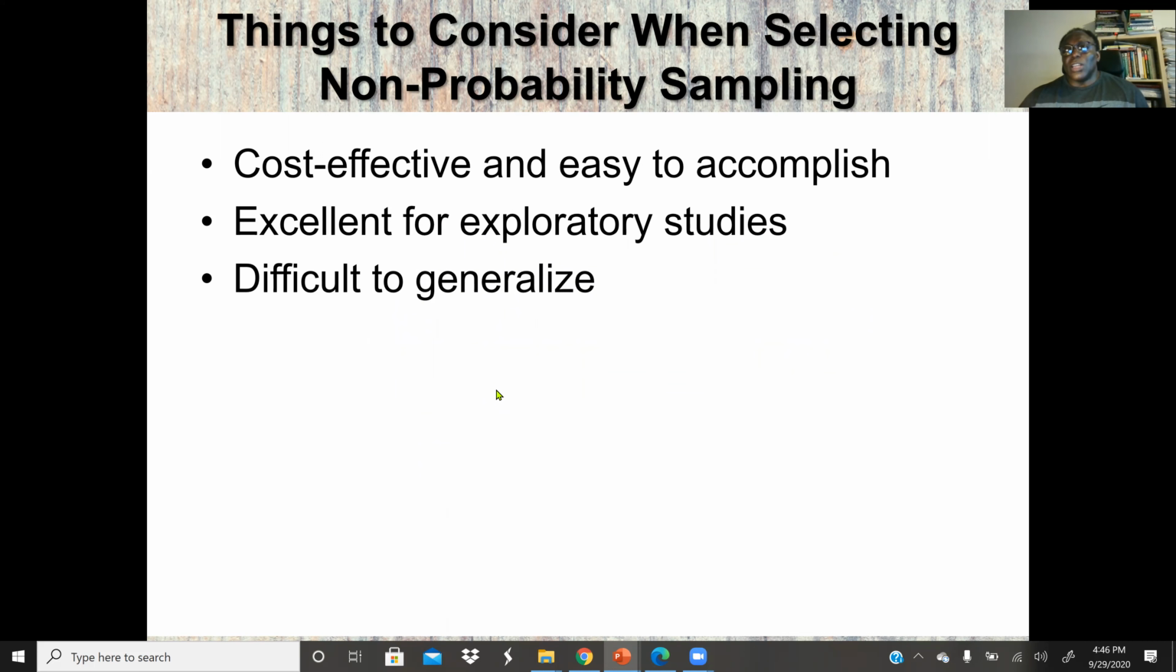Now, things to consider when selecting a non-probability sample. First, we talk about the cost. It's very cost-effective and easy to accomplish, not too expensive. And it's also excellent for exploratory studies. But as we said, the data will not always be well represented, so it's difficult to generalize the result of the sample to the population.